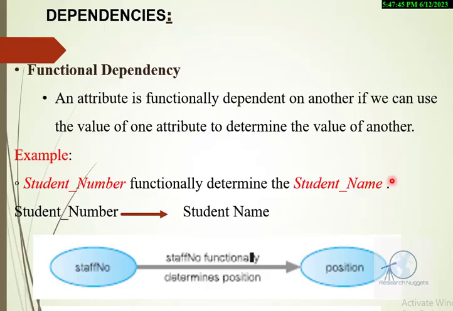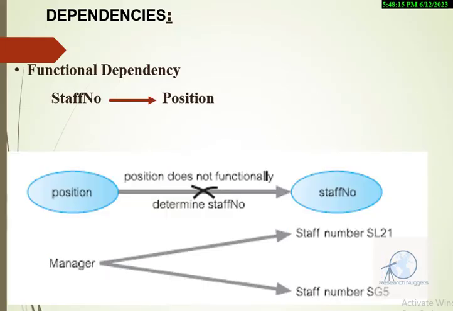So in that given case, we are going to say that the student name is functionally dependent on the student number, or we can also say that the student number determines the student name. Another example is the staff number and the position. If you are given a staff number, you can quickly know the position for that particular staff number. However, if you are given a position, you might not automatically know the staff number for that. The reason being that a given position might have more than one person. So you may not uniquely identify a staff number.